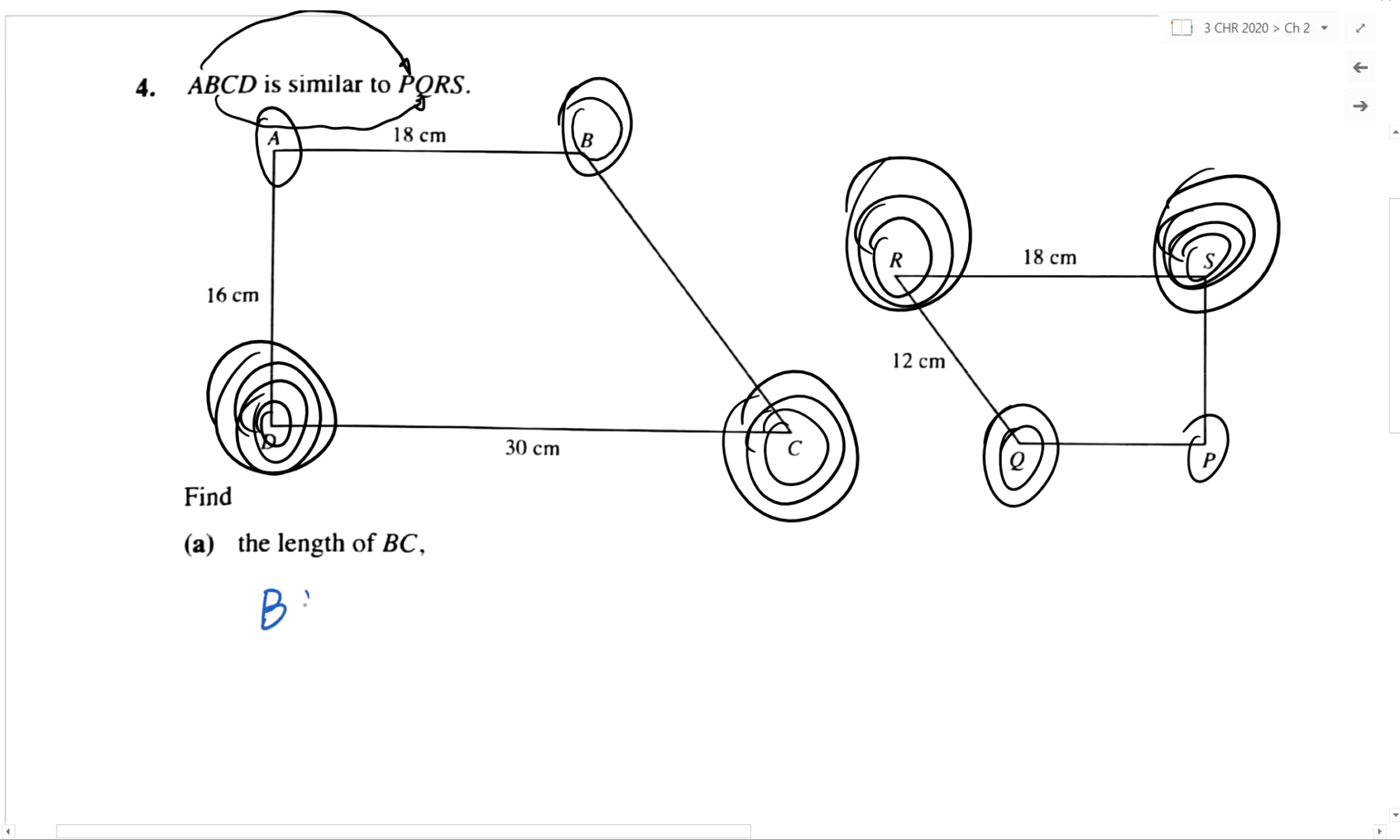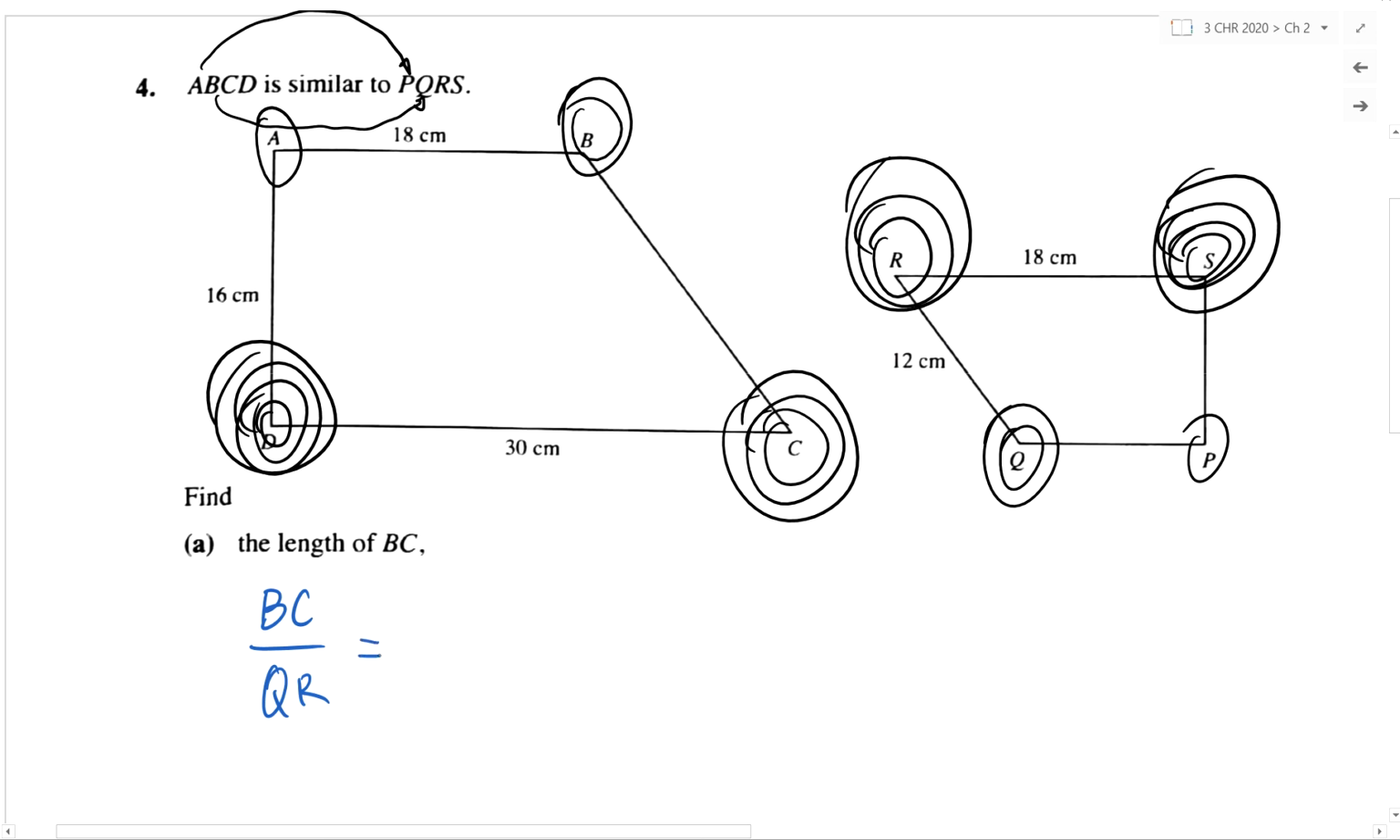So write out BC. My unknown, I put it in the top left hand corner. And at the start of the lesson, we already went through this exercise. What is the corresponding side to BC? Look at the name of the two trapeziums. Yes, QR. Since I'm told to find BC, I'm very sure the question gave me QR already. Did it give me QR? Yeah, it's here.